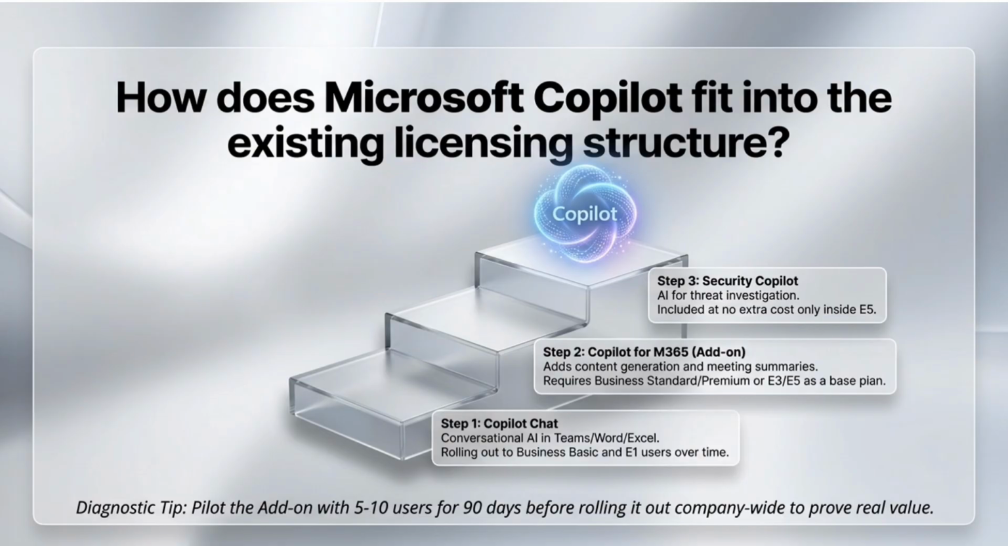Copilot licensing confuses a lot of people, so let's simplify it into 3 levels. Level 1 is Copilot Chat. This is a lighter conversational AI chat built into Teams, Word, and Excel. It is rolling out broadly, so even Business Basic users get access to this over time. Level 2 is Copilot for Microsoft 365, the full add-on. This requires Business Standard, Business Premium, E3 or E5 as the base plan. It adds content generation, meeting summaries, and deep workplace intelligence directly inside your Office applications.